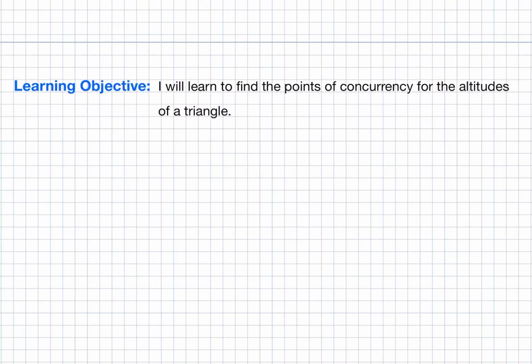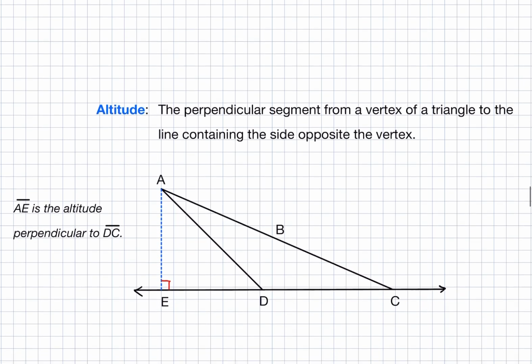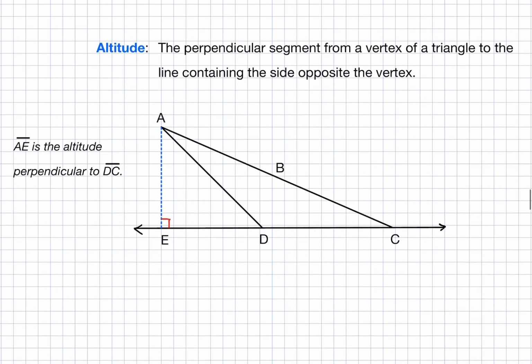All right, class. In this lesson, you're going to learn to find the points of concurrency or intersections for the altitudes of a triangle. Okay, let's go ahead and get started. So first, let's go ahead and define what an altitude is. Okay, so as you can see, the altitude is the perpendicular segment from a vertex.